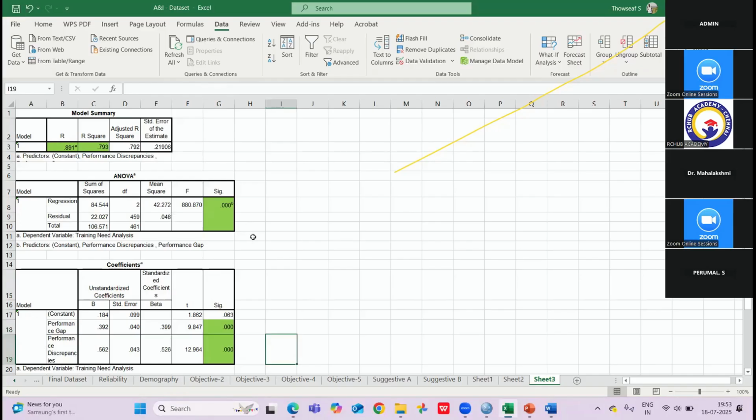So we can say that the factors, the performance gap and performance discrepancy, and training need analysis, all three together have a relationship of 89.1%. And the regression equation forecasting accuracy is 79.3%, which is more than the acceptable value. Our model is fit. It is less than 0.05. And both these factors impact the training need analysis. So this is how we have to write the interpretation.